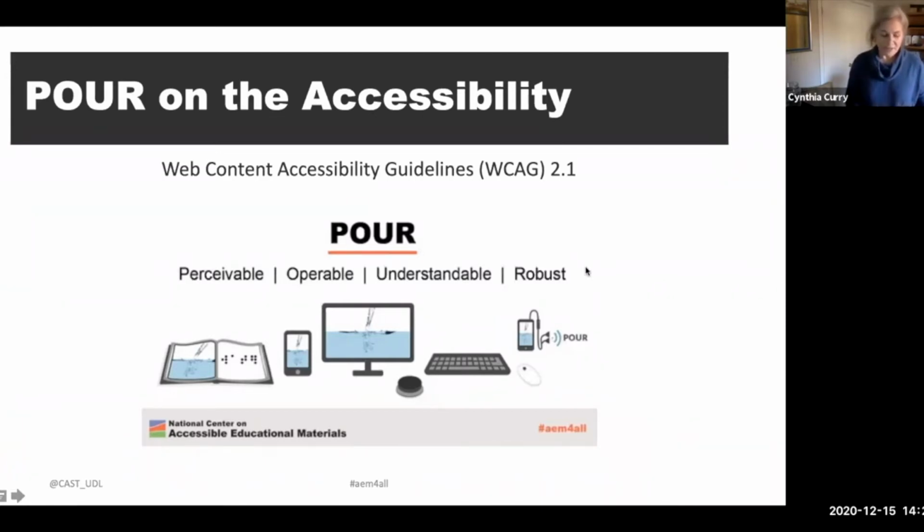So if something is perceivable, that means that it can be perceived through multiple means, whether you can see it, hear it. In the case of students who are blind and other students, it's tactile or braille. If it's operable, it means it's navigable by people who use assistive technology. If it's understandable, it's organized in a consistent and predictable format. And if it's robust, it's going to work across all operating systems and platforms.